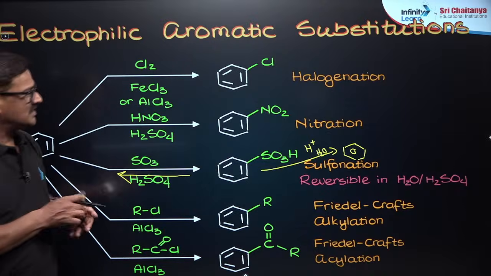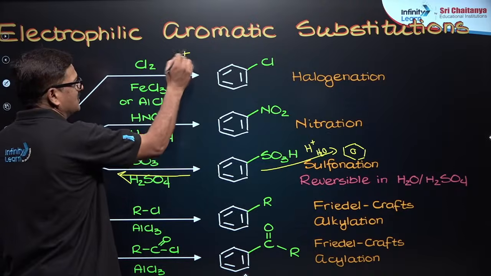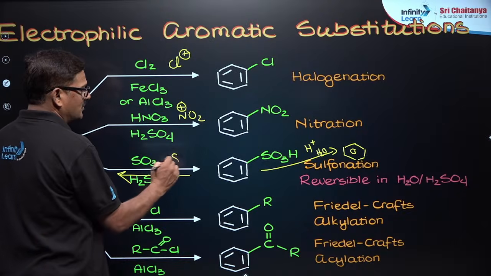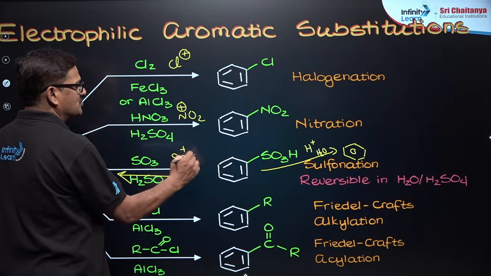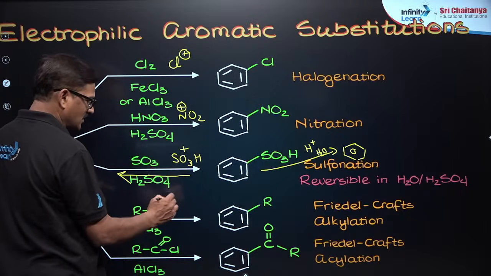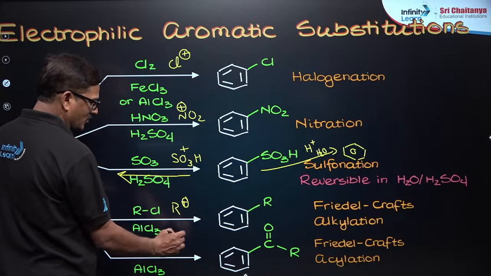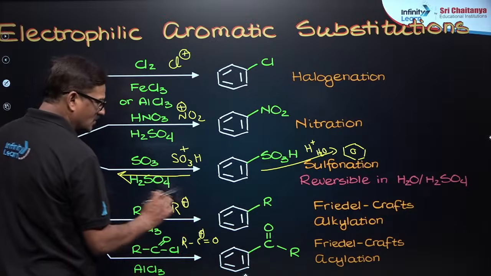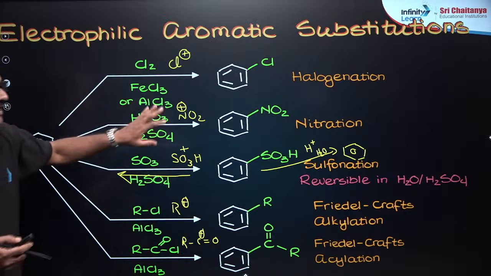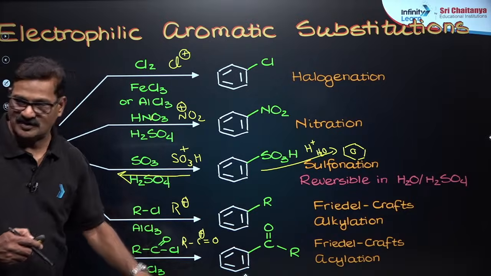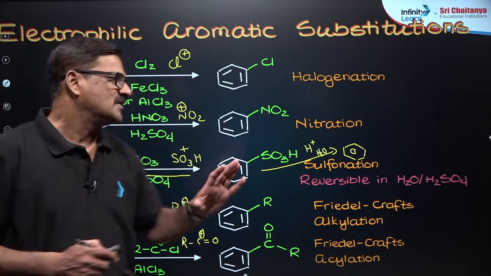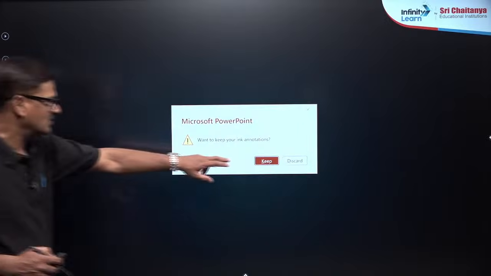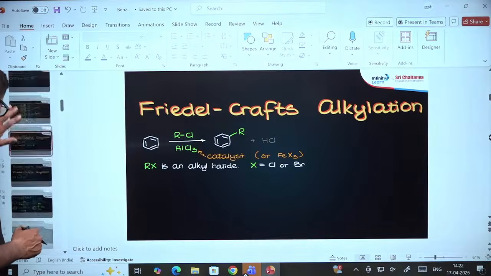Bacho, halogenation, the electrophile is going to be Cl plus, nitration NO2 plus, and sulfonation SO3H plus. Okay, here R plus, and you are going to get RC double bond O plus. So like that, various things are there which I already discussed in the previous classes as well. If you have any doubt, tell me quickly, so that we can start the classes. Bacho, we can start the questions now. We can start the questions after reading this.